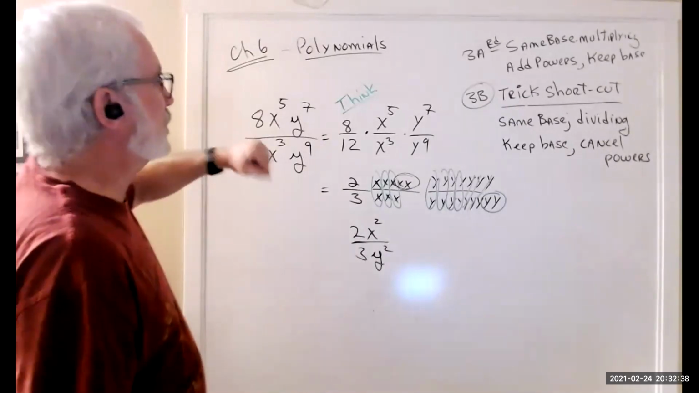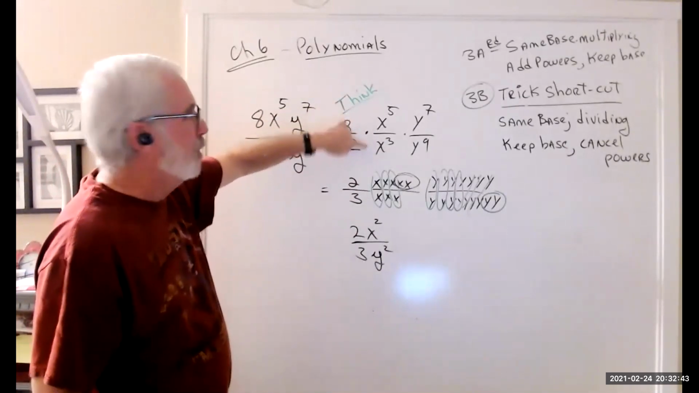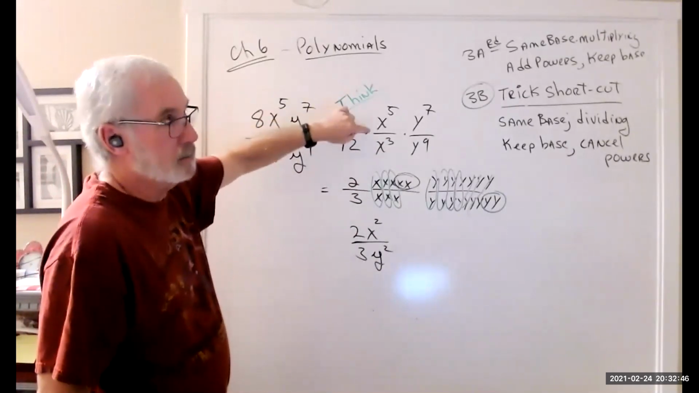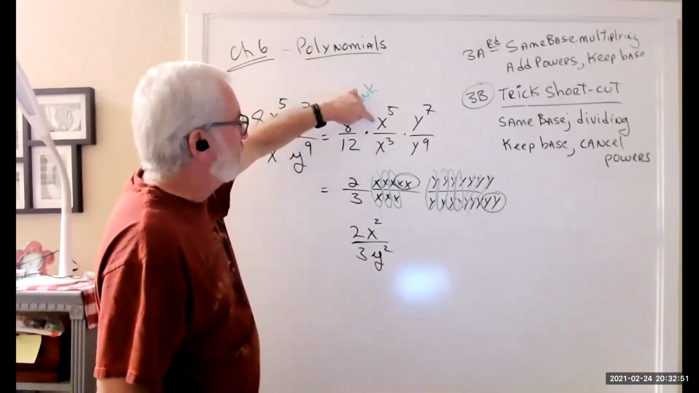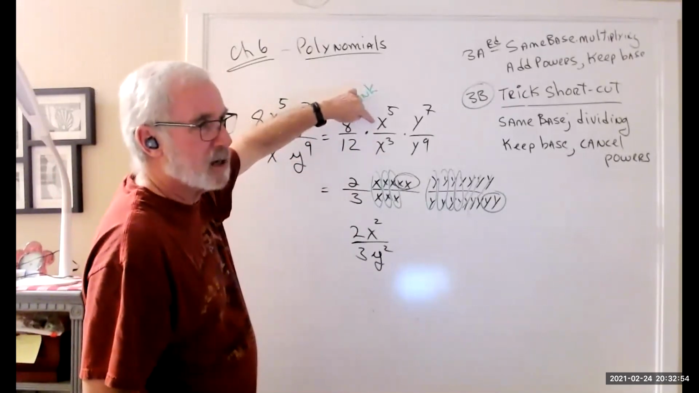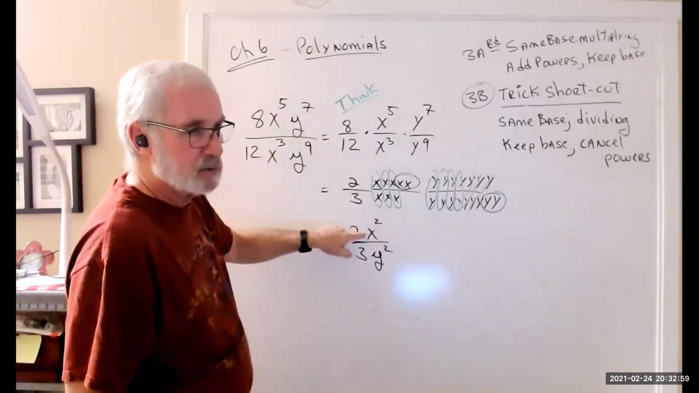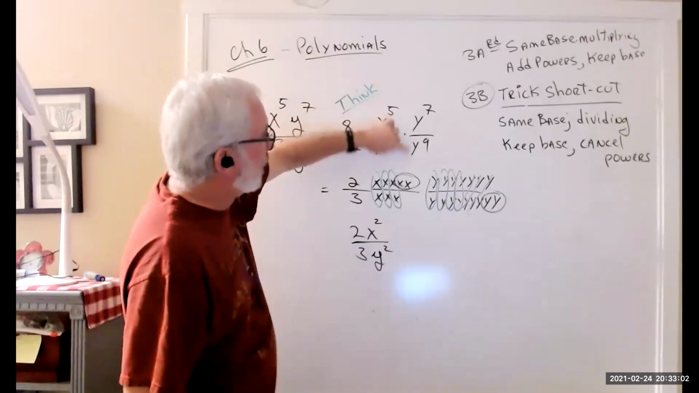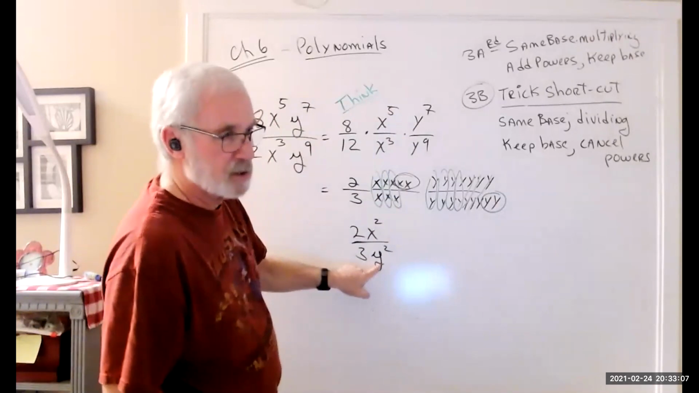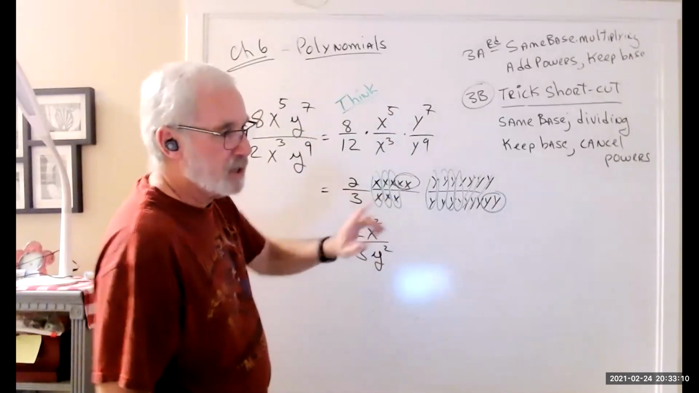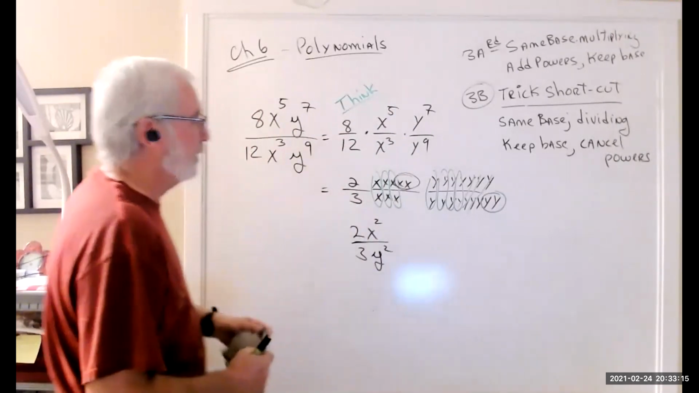Please notice something before we do another one. You have to pay attention to who's bigger. After these cancel, if we have more x's on top, even if they reduce, we're still going to have x's on top. But over here, if you have more y's on the bottom, even after they reduce, we're still going to have y's on the bottom. So you need to pay attention to where you have the bigger number. It's still going to be bigger in your answer.